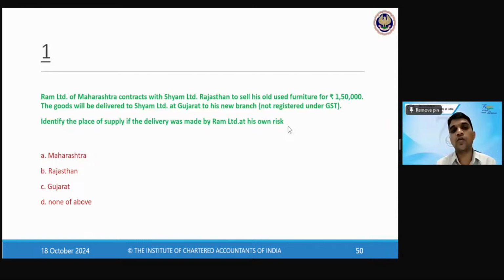The questions till now, what we spoke, were very theoretical. Now we'll go to the practical questions. A case scenario is given and you need to answer that.